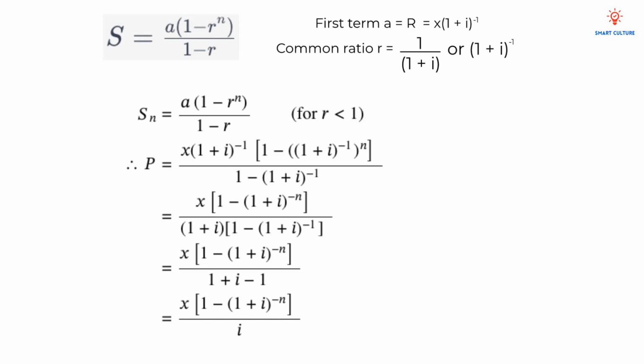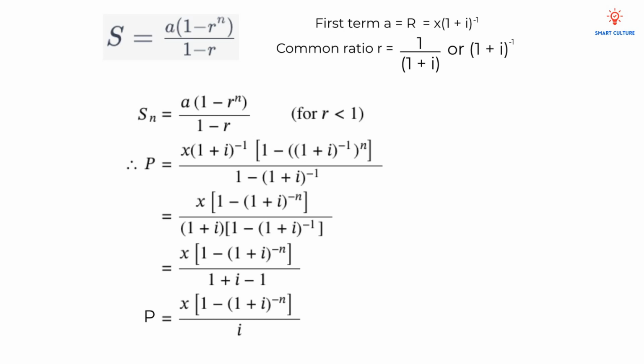So now you'll see we have P is equal to X multiplied by (1 plus I) to the negative 1. And this is being multiplied by 1 minus (1 plus I) to the negative 1 raised to the power of n, and all of this is divided by 1 minus (1 plus I) to the negative 1. Now the (1 plus I) to the negative 1 in the numerator next to the variable X is moved down to the denominator, so we get rid of the negative 1 exponent.